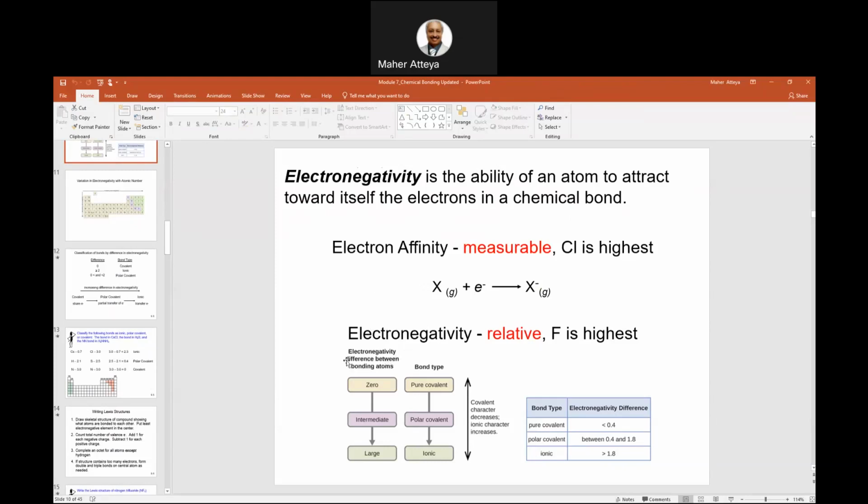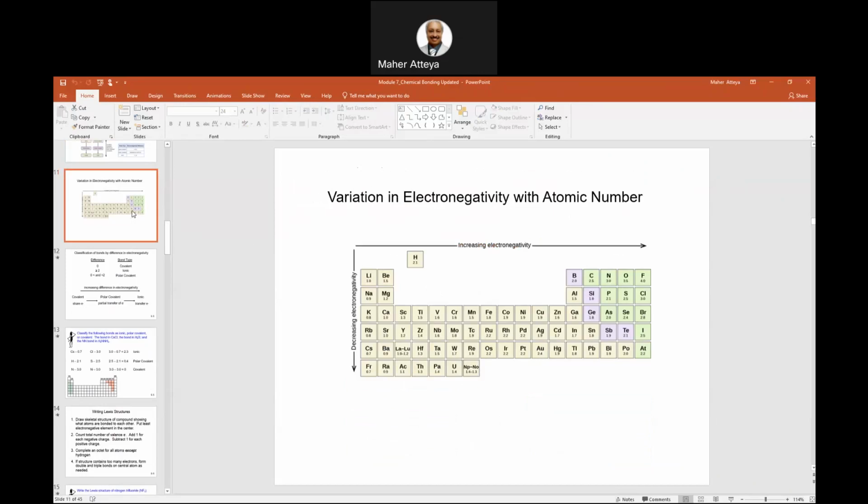Therefore, you can see here the covalent character decreases, ionic character increases. This is what we had last time in the last chapter. We went through this together, and you will see that electron affinity will go from left to right.